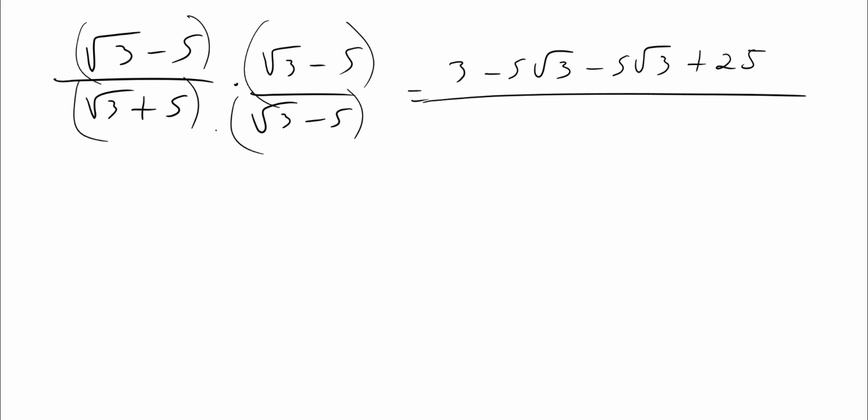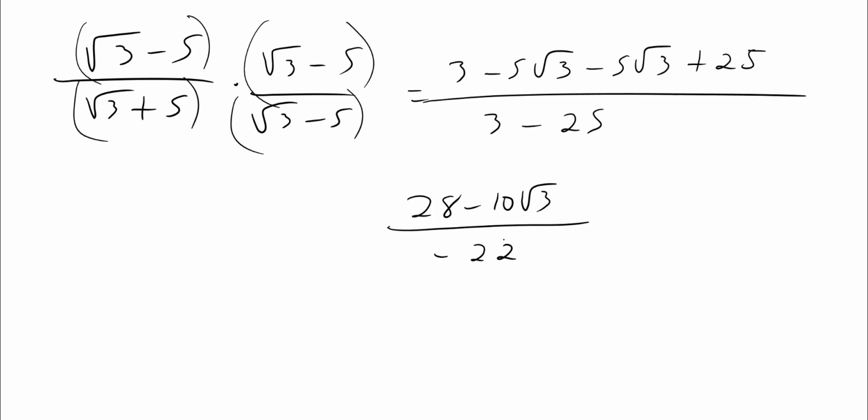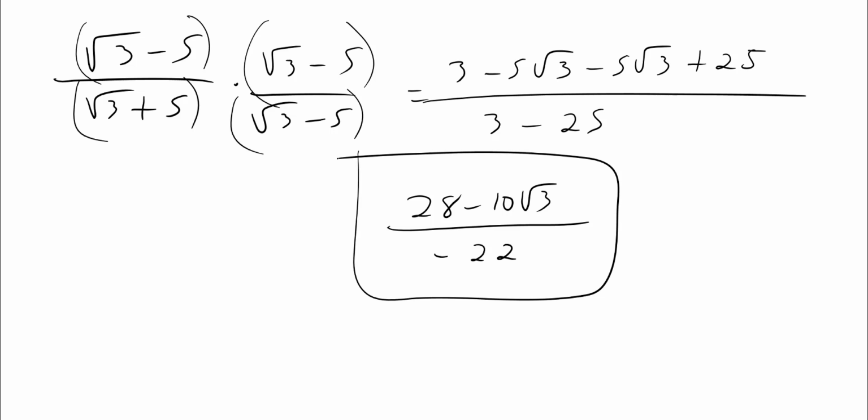The bottom's going to give me root 3 times root 3 is 3. Again, the outside inside cancel. And minus 25. So 3 plus 25 is 28. Negative 5 root 3 minus 5 root 3 is negative 10 root 3. And the bottom is 3 minus 25 is negative 22. And we're done with the problem. Okay? So it really isn't bad. Just got to multiply by the conjugate. And that gets rid of your radicals in the denominator.